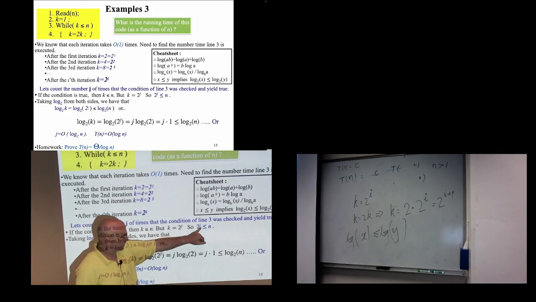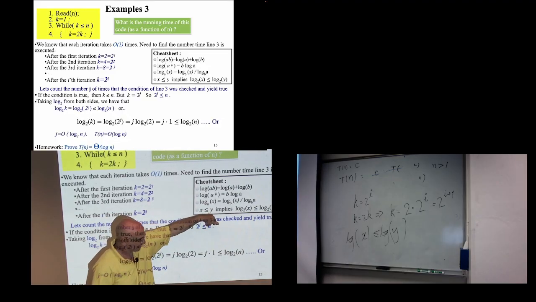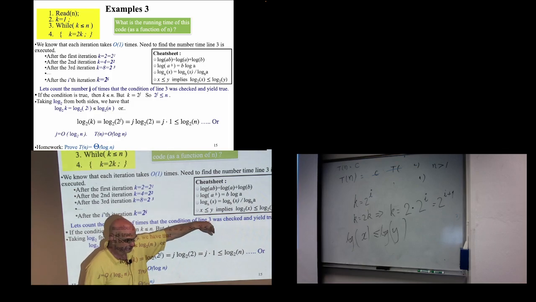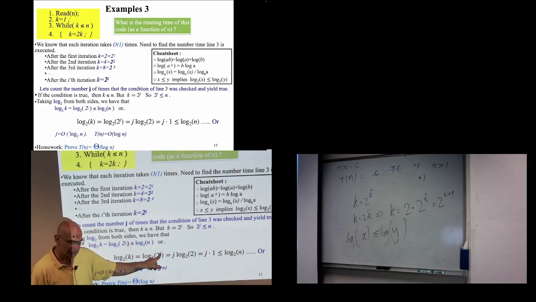So if 2 to the j is smaller than n, then if I take log of this, it will be smaller than log of this. If this is smaller than this, then log of this will be smaller than log of this. What is log of this, the left side? Log to the base 2 of the current value of k. What is k right now? It's 2 to the power j. Log of k is log of 2 to the power j. It's written actually better here.